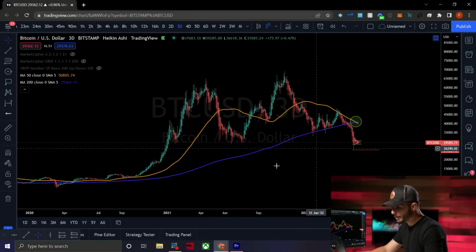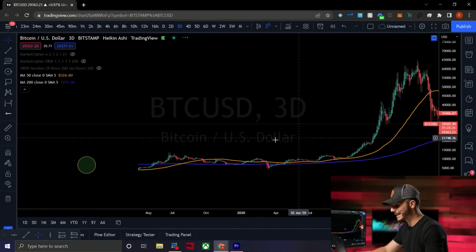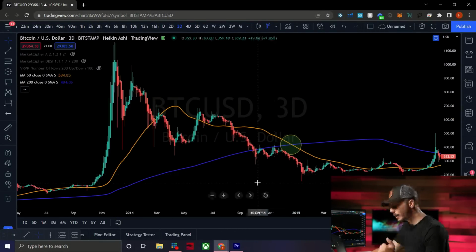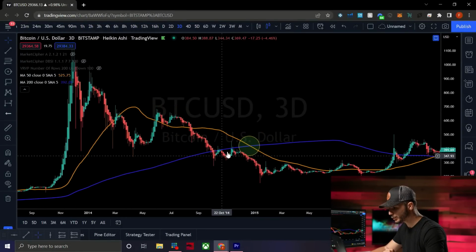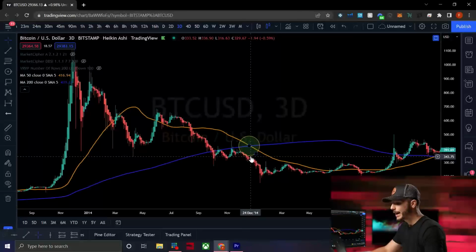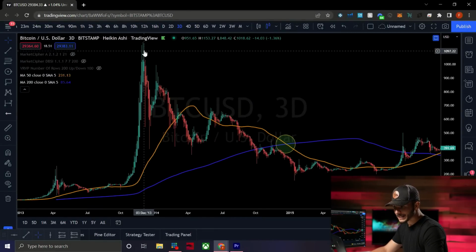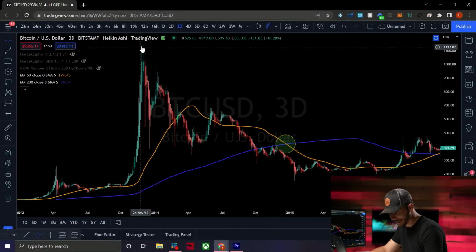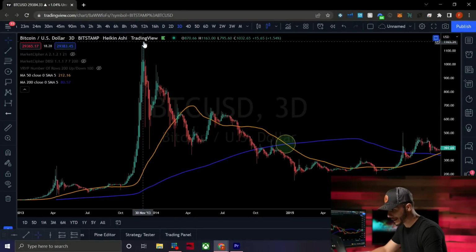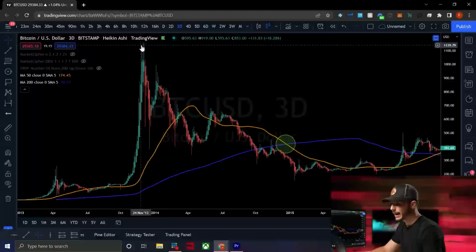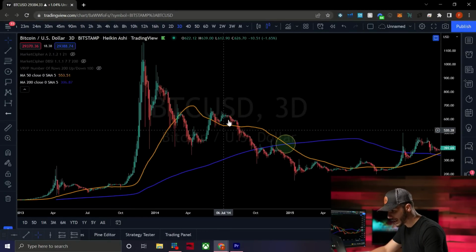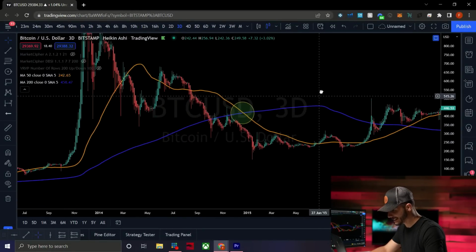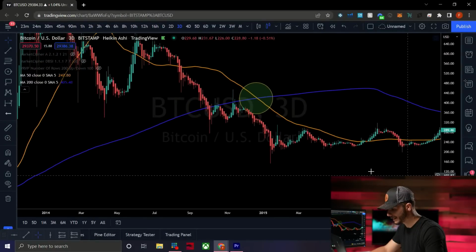Now, let's go back in time and see what has happened the last times we've gotten these death crosses. So if we come all the way back here to 2014, you'll notice we had a death cross right here. Now, we topped out quite a bit before we got this death cross, right? So we peaked out at the top of this cycle here at about $1,100, and then obviously came down a lot, and then got the death cross here on the 3-day. Let's just dissect this and see what happened right after we got this death cross.